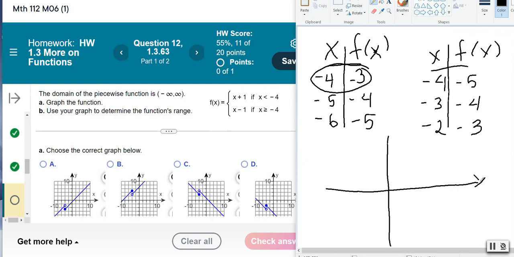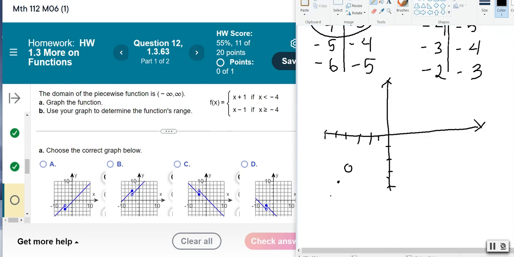Instead of looking at those graphs, I'm just going to draw the graph. So for the first piece, go to the left 4 and down 3 and put an open circle. And then to the left 5 and down 4 and put a closed circle. And then to the left 6 and down 5 and put another closed circle. And that's what my graph looks like here.